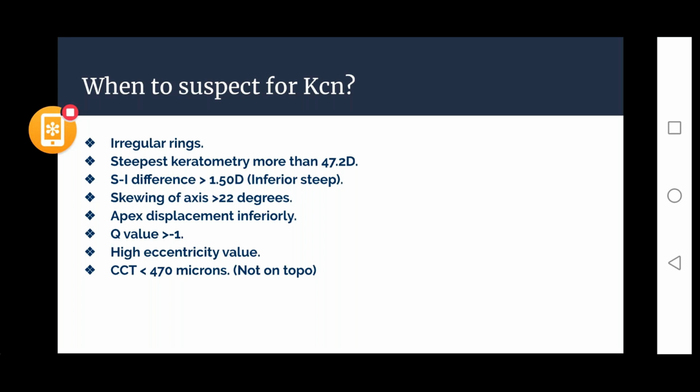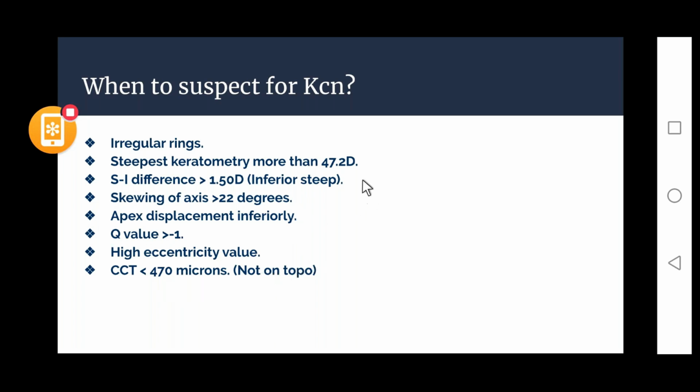And the next is high eccentricity value. Again, I mentioned in the keratometry map slide that eccentricity is nothing but the speed at which there is a flattening of the cornea from that specific region. So whenever you see high eccentricity value, that means the cornea is getting flatter all of a sudden. And the last one is CCT, which is less than 470 microns, but we cannot measure this on topographer.